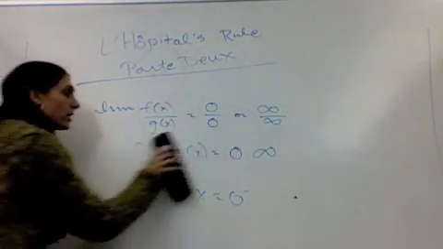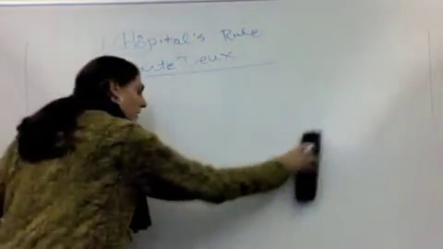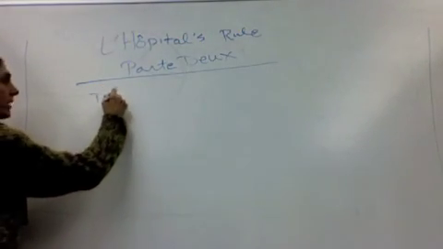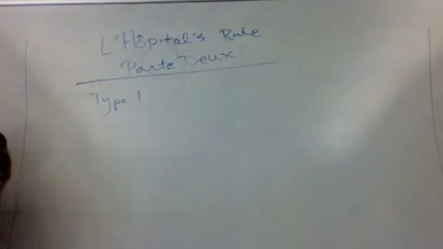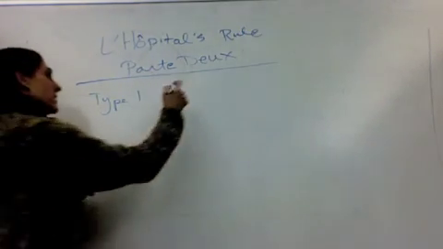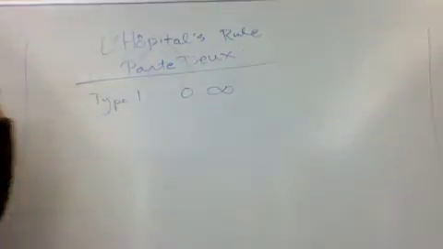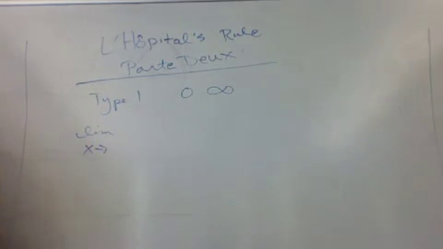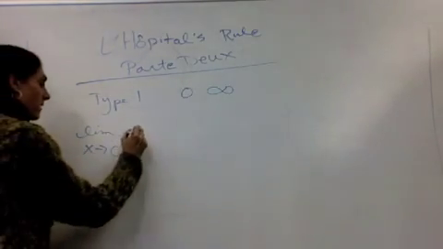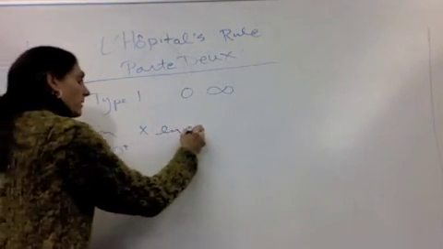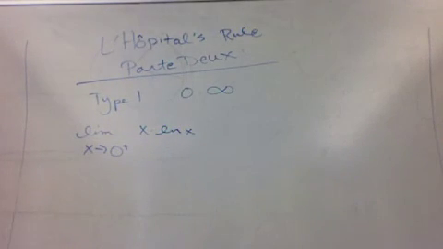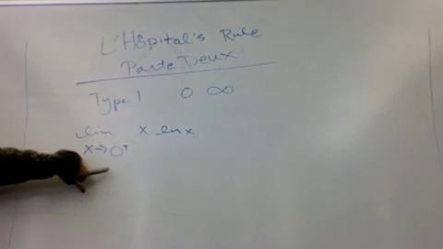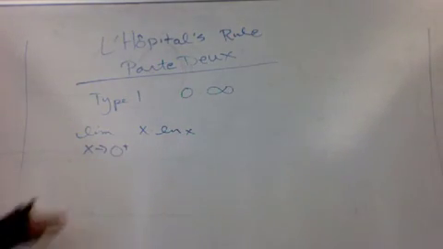So now let's look at how we're going to deal with type 1 of another indeterminate type. Last class we did 0 over 0 and infinity over infinity. Now we're going to do about 4 different kinds of indeterminates. So type 1 is a 0 times an infinity. Let's do the classic: the limit of x times ln of x as x goes to 0 from the right, because it doesn't exist from the left, right?